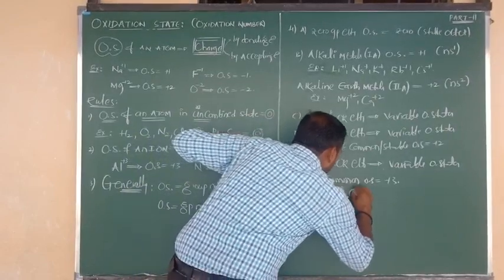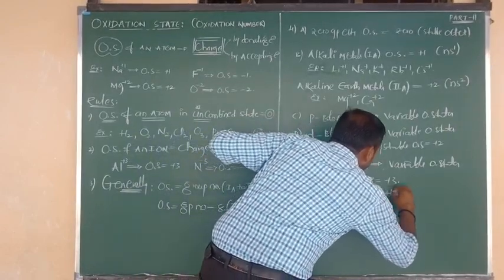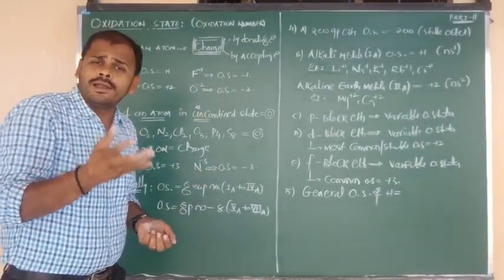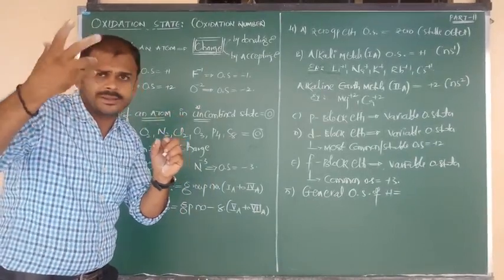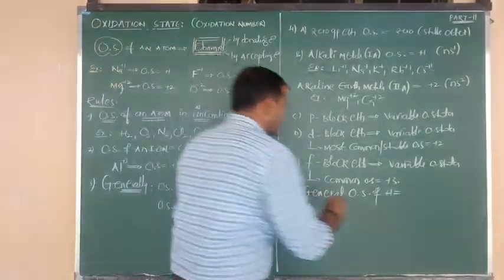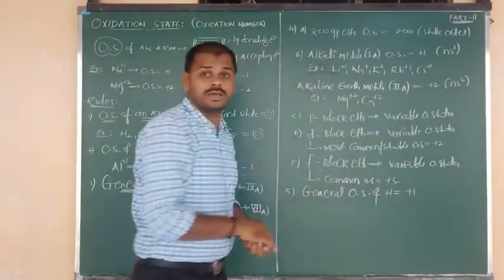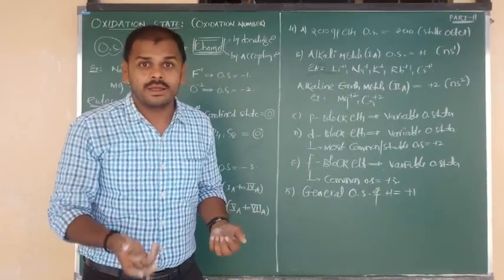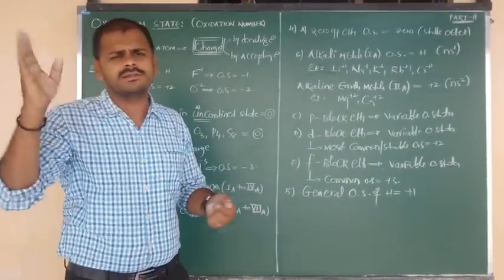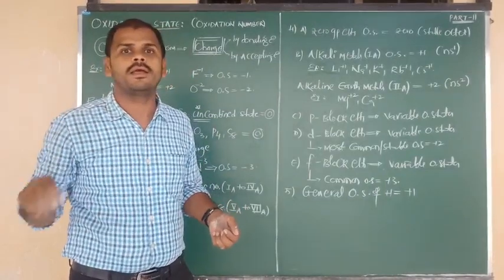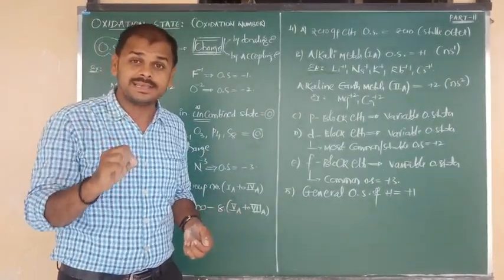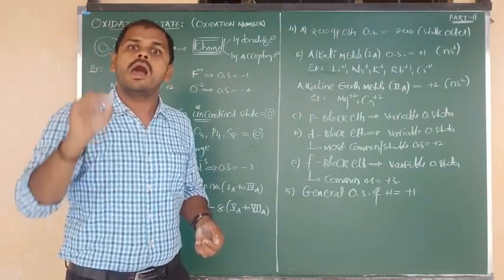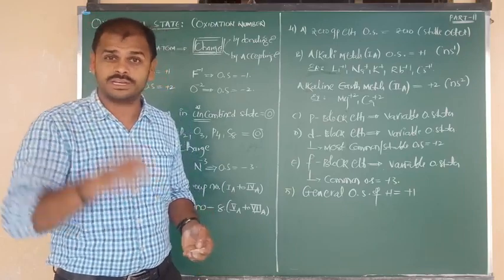General oxidation state of hydrogen, H, is +1. Hydrogen atomic number 1, electronic configuration 1s1. By the loss of 1 electron, it gets the charge +1. So the general oxidation state of hydrogen is +1. And one more, hydrogen can get -1 oxidation state also. Generally we think H contains +1, but one special case is there. The case is metal hydrides. In metal hydrides, hydrogen contains -1 oxidation state.